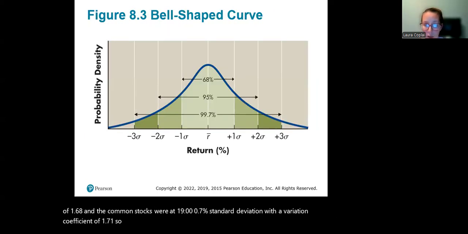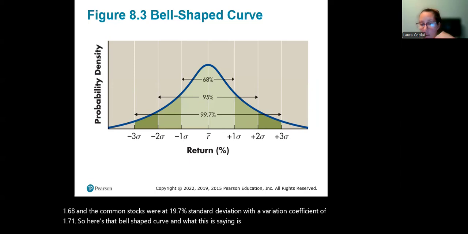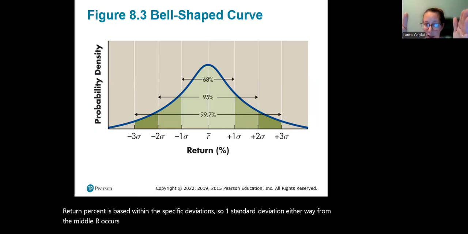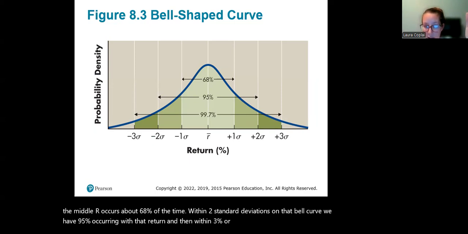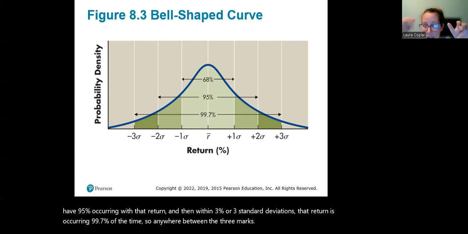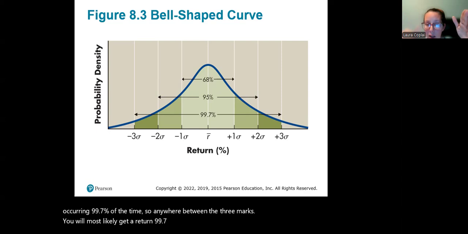So here's that bell-shaped curve. And what this is saying is that our return percent is based within these specific deviations. So one standard deviation either way from the middle, R, occurs about 68% of the time. Within two standard deviations on that bell curve, we have 95% occurring with that return. And then within three standard deviations, that return is occurring 99.7% of the time. So anywhere between the three marks, you will most likely get a return 99.7% of the time underneath that bell curve, whether it is a positive or negative return.